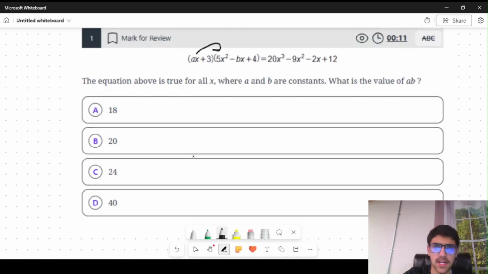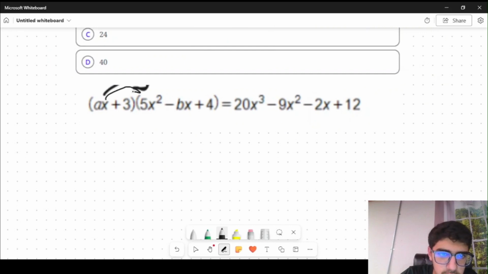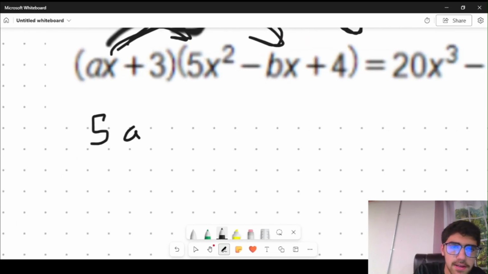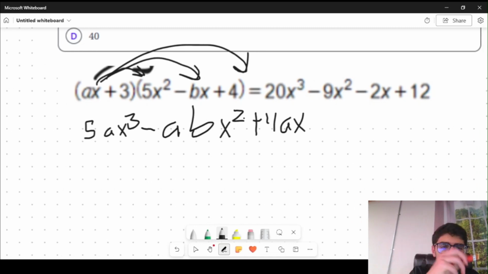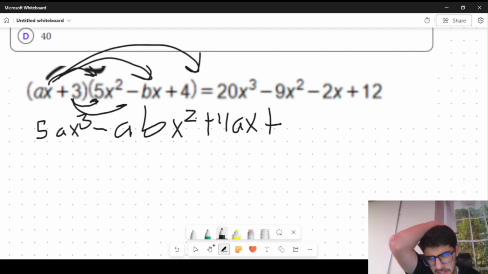So let's just do that. First thing, I'm going to write it all down, and let's distribute using FOIL. Let's distribute the a times x to every single number in there. So ax times 5x squared is going to be 5a x cubed. And then ax times negative bx gives us negative ab x squared. And then ax times 4 is plus 4ax. Plus, let's multiply this. So 3 times 5x squared, 3 times negative bx, and 3 times 4. So 3 times 5x squared gives us 15x squared.